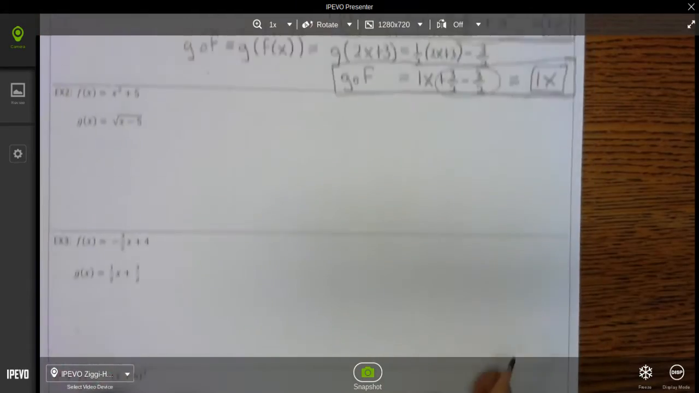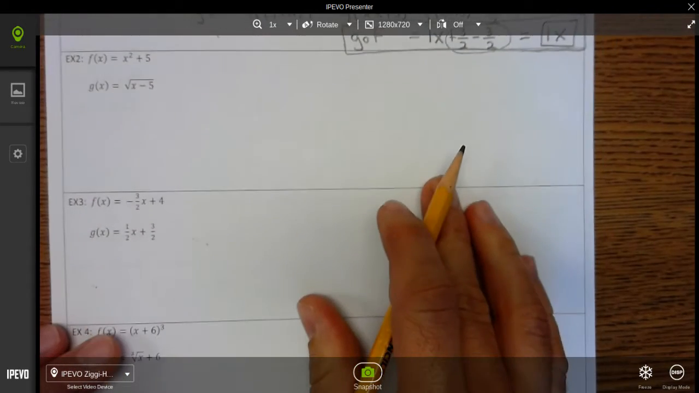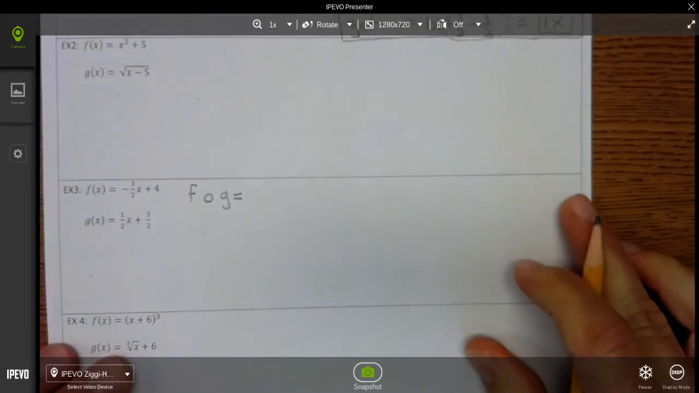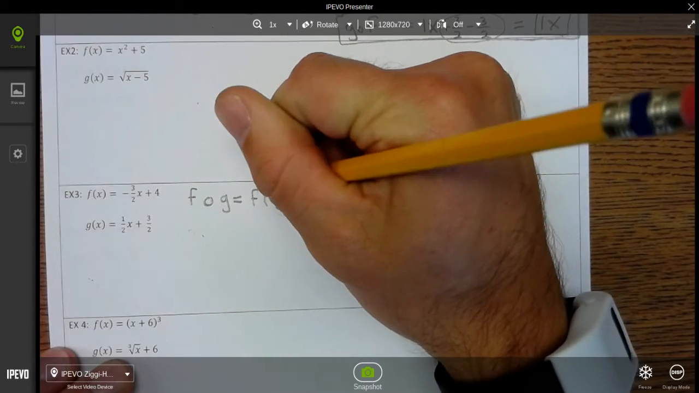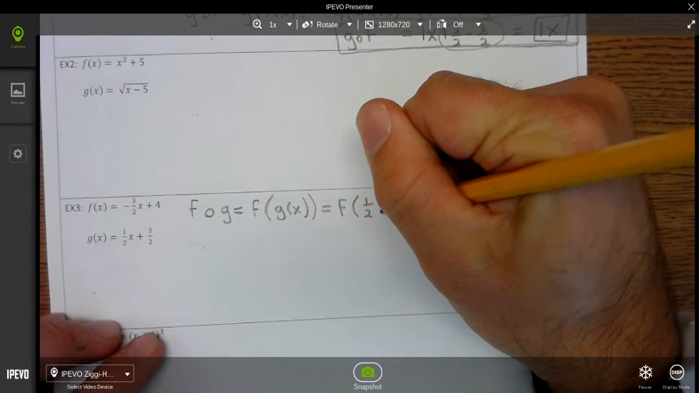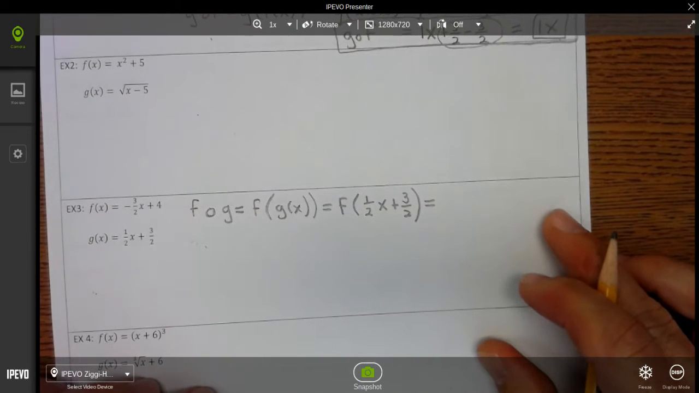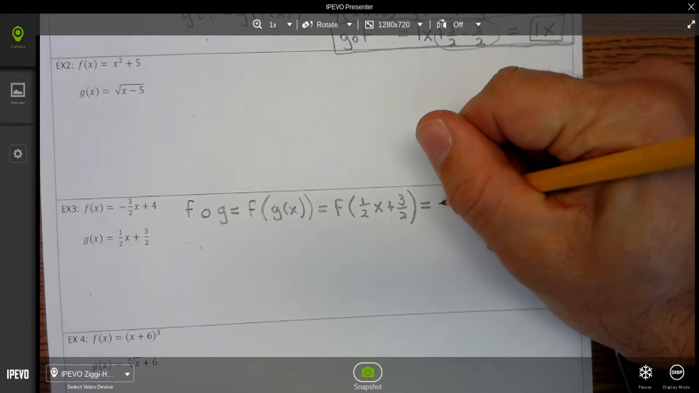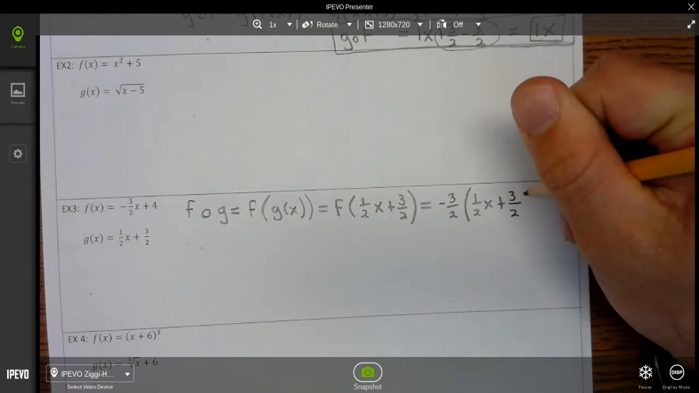Okay, so again, I'm going to take a little note here. I wrote kind of big here and I kind of ran out of space, so I'm going to actually move my notes up a little bit on this one to give myself space. So we're going to do f of g of x. So that's f of, well, g of x is 1/2 x plus 3 divided by 2, which equals, and when I say equals, what we're going to do is substitute that in for f of x. So that's negative 3 over 2 times 1/2 x plus 3 divided by 2, plus 4.